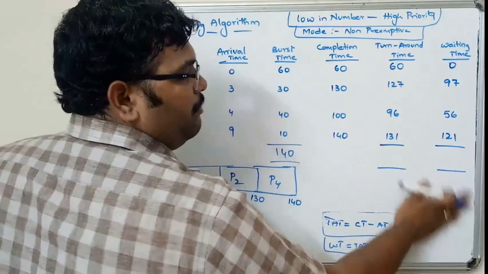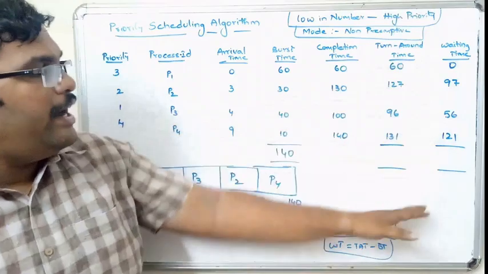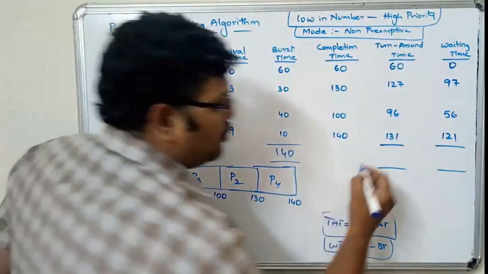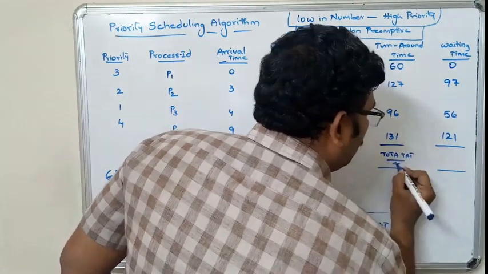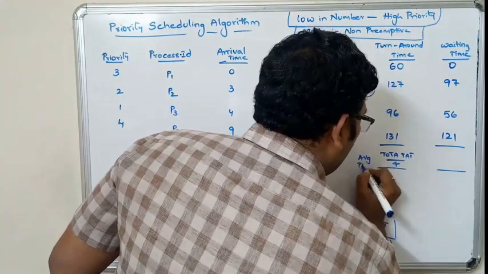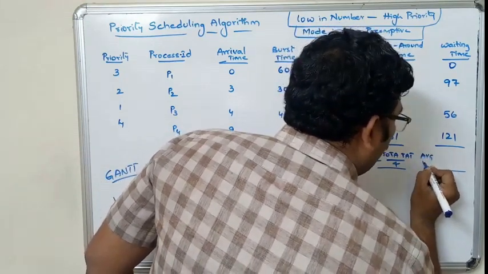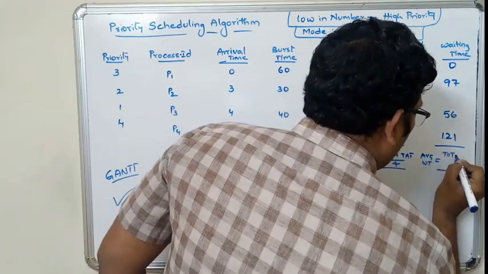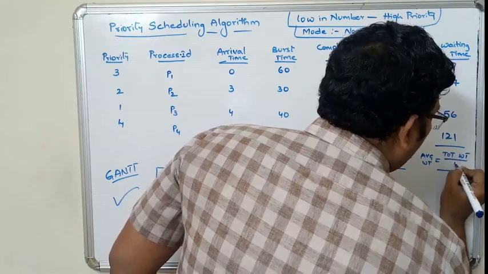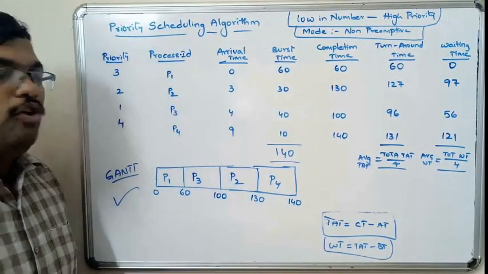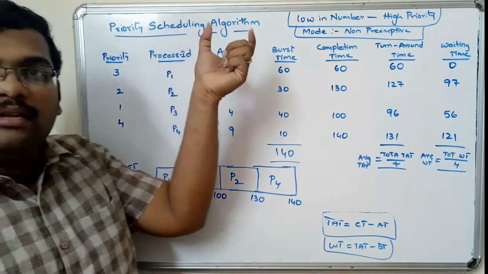Now we can find out the average waiting time and average turnaround time by adding all these values and dividing by 4. So average turnaround time is total turnaround time divided by 4. Similarly, average waiting time is equal to total waiting time divided by 4. So hope you understood this simple thing. This is the priority scheduling algorithm.